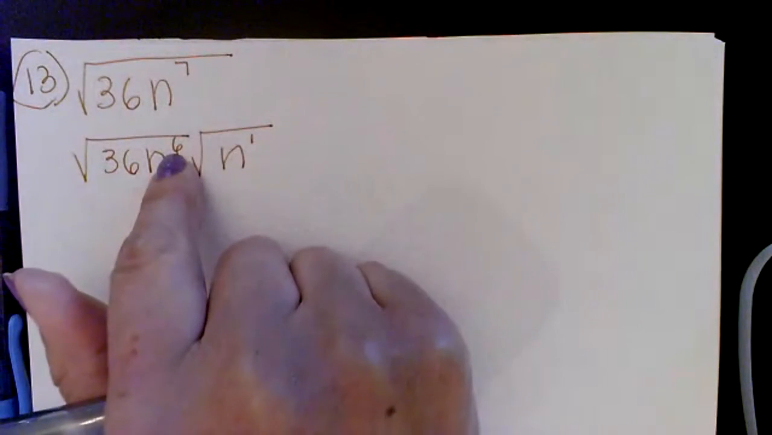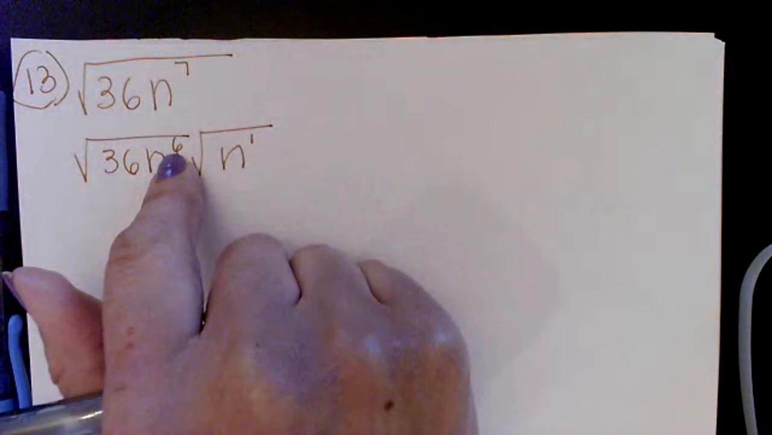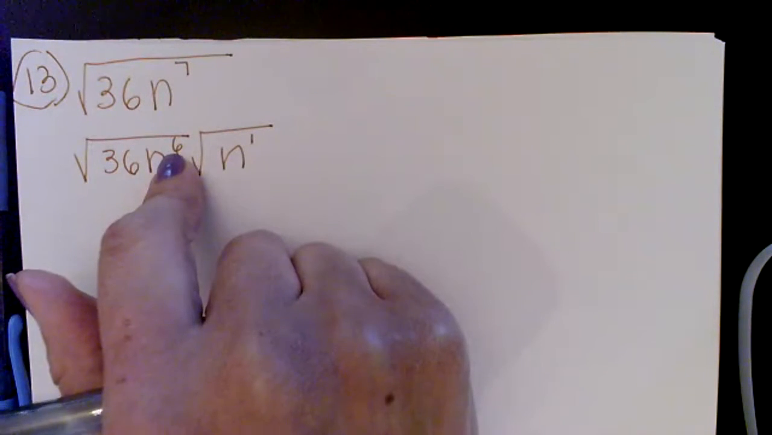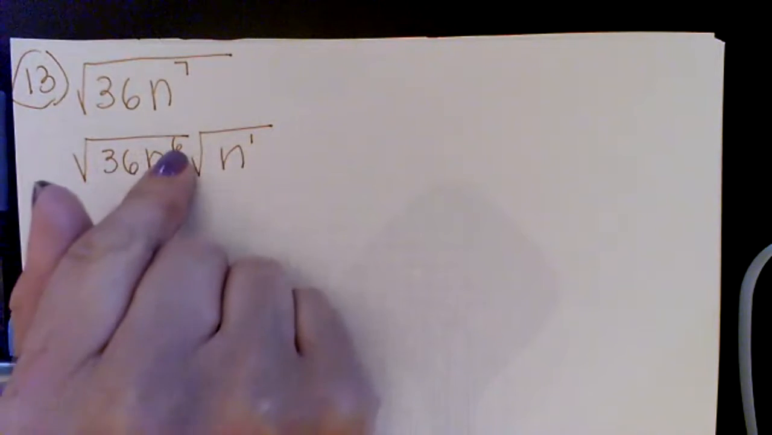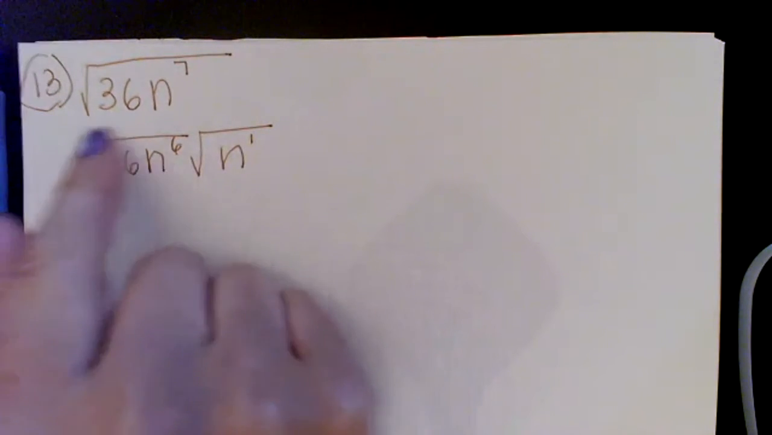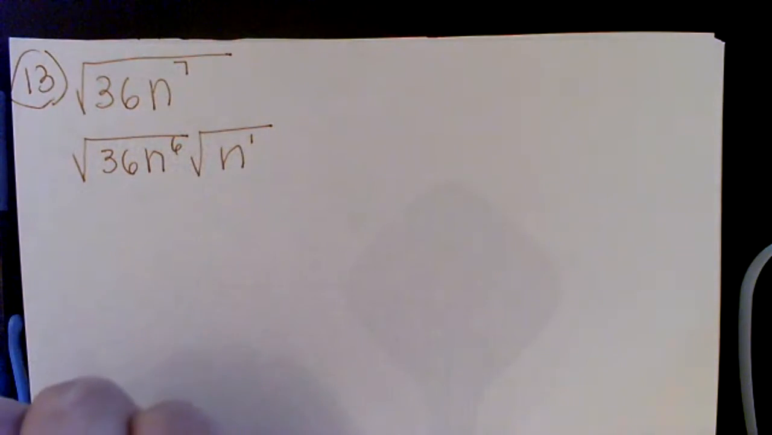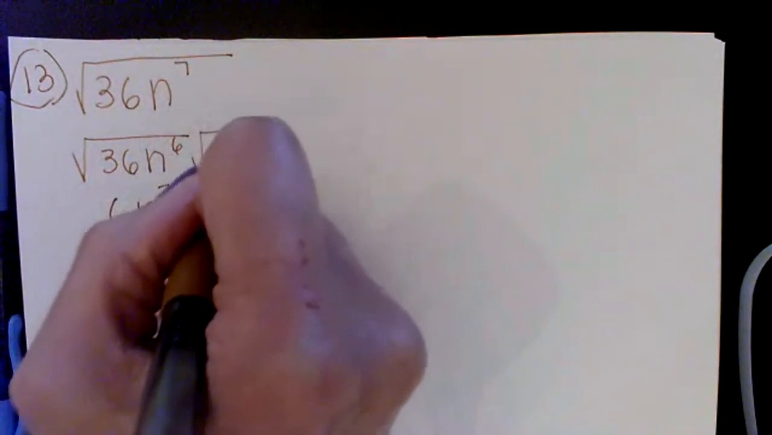So this is the largest square that is smaller than 7, the largest multiple of 2 that is smaller than 7. Meaning we know that 6 divided by 2 is going to be 3. So I know this is going to be equal to what? To 6n to the what? To the 3rd power times the square root of n.